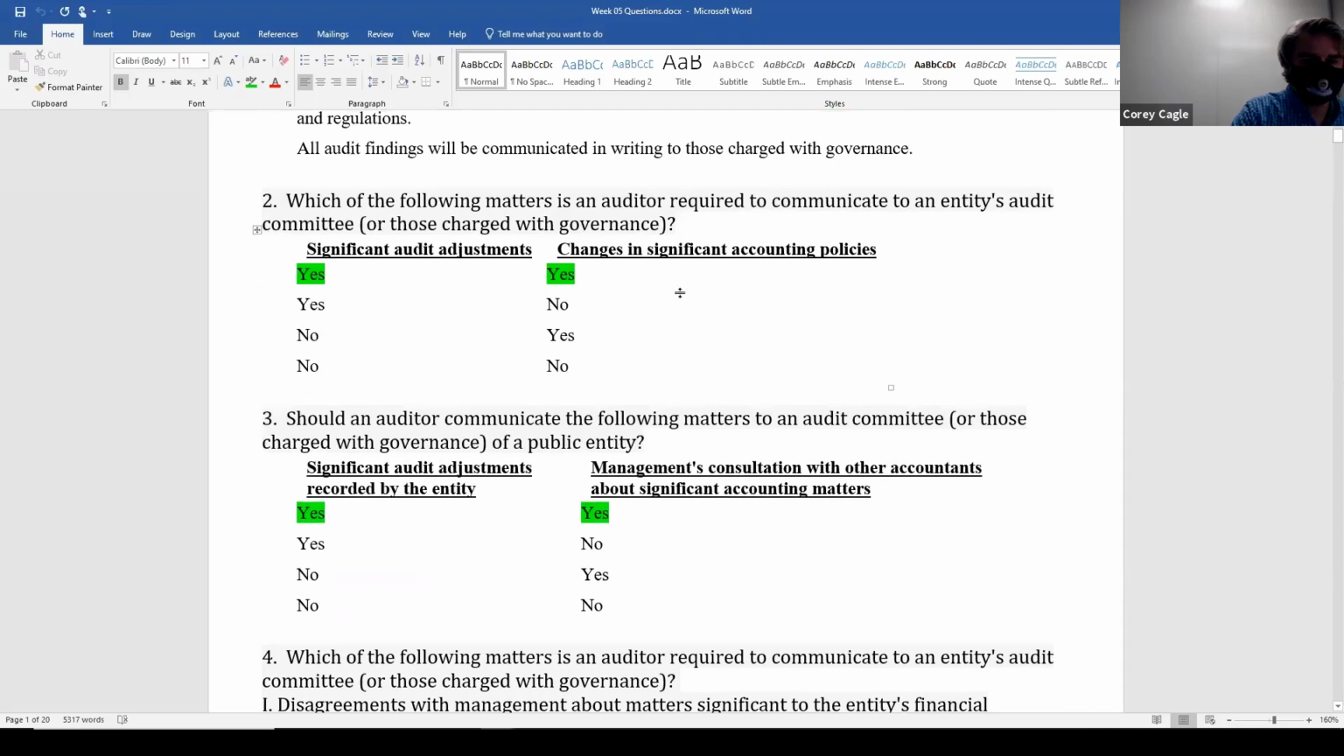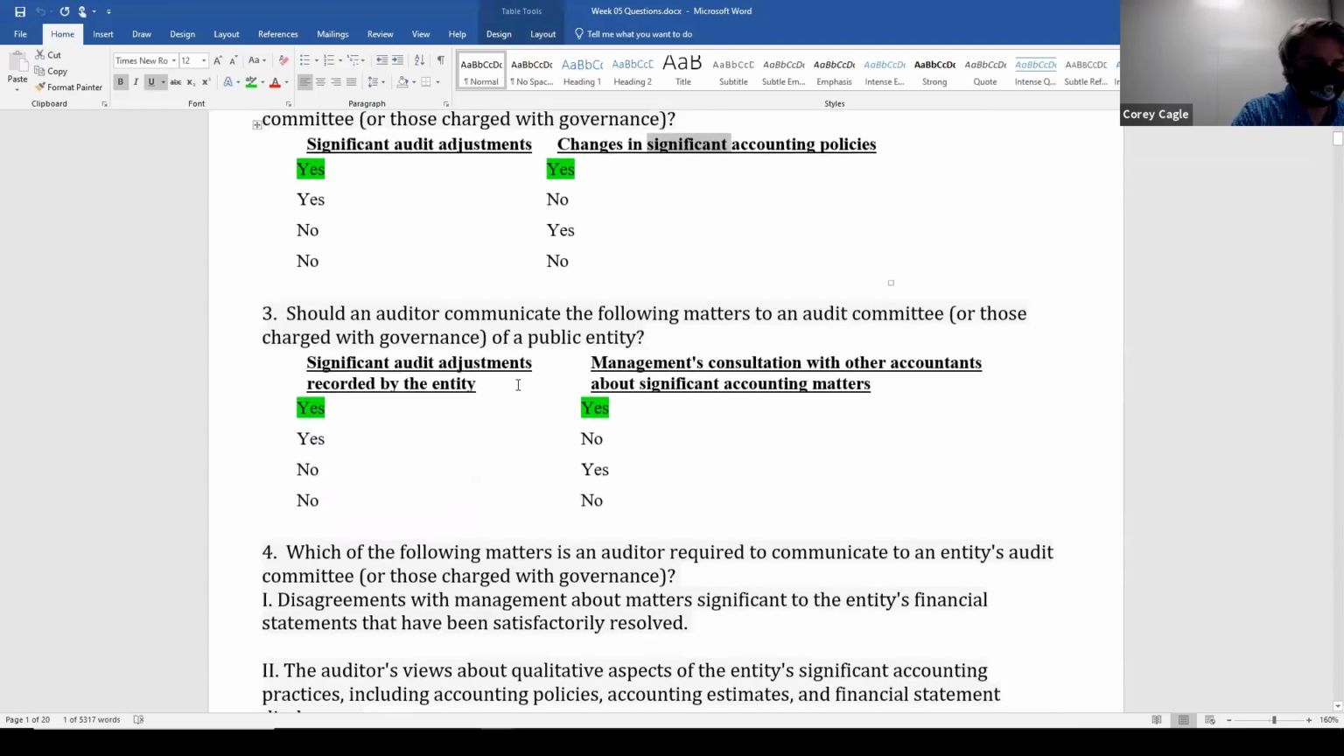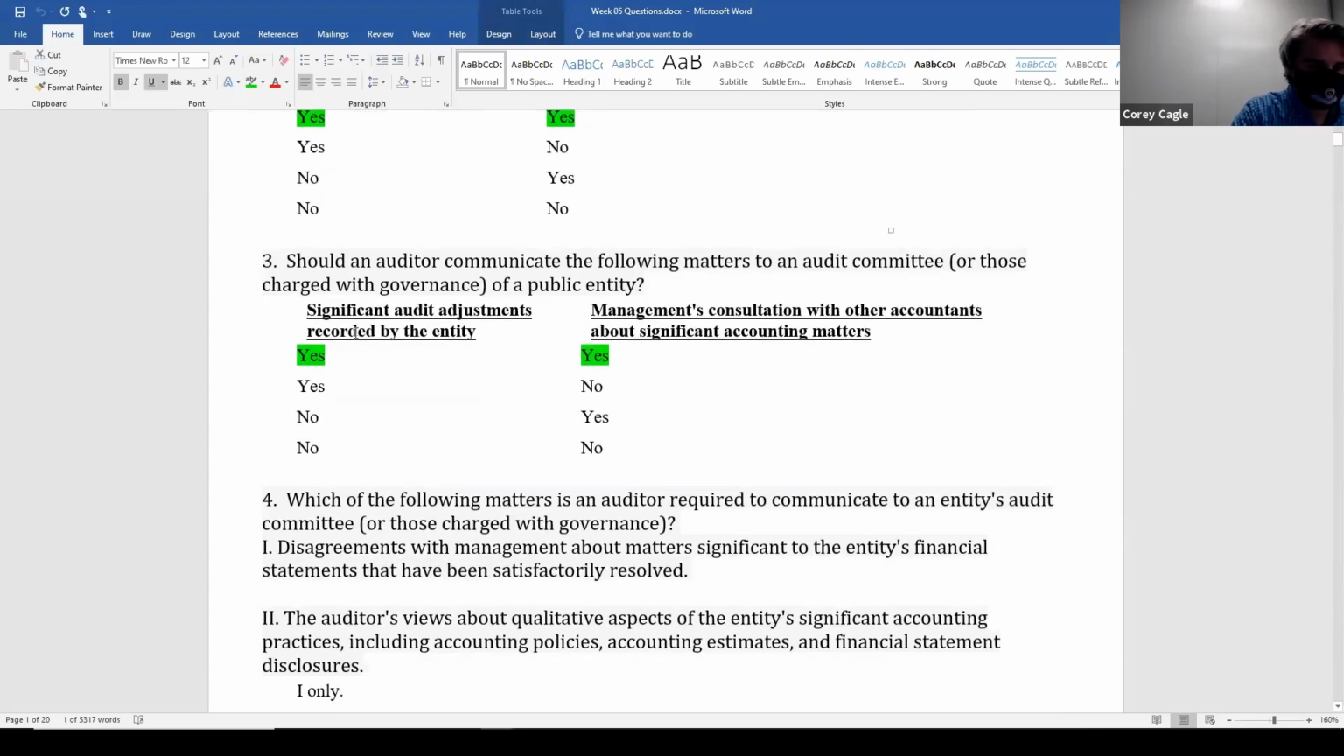Which of the following required to communicate to the audit committee? Significant? Yes. Significant? Yes. Management's consultation with other accountants about significant accounting matters. Yeah, but that one's a little trickier because it's really, do we need to report management's consultation? So that one makes it a little tricky, but I feel like you're pretty safe answering yes on that.